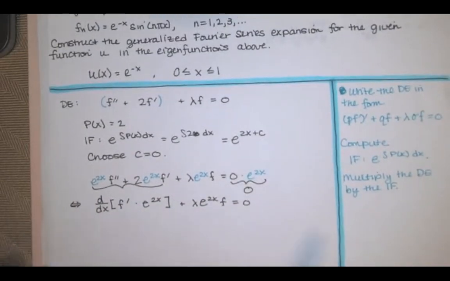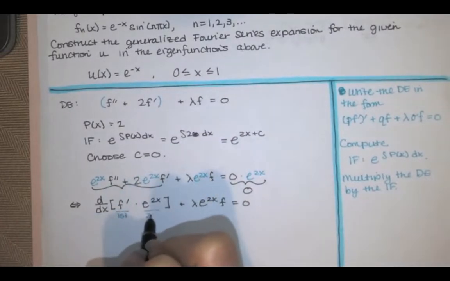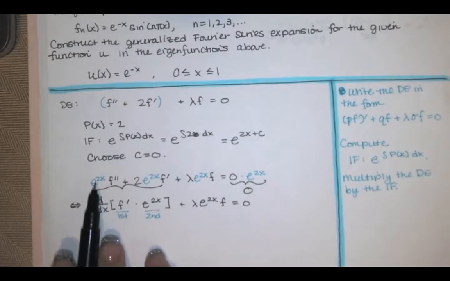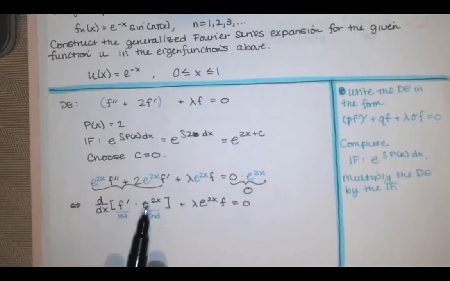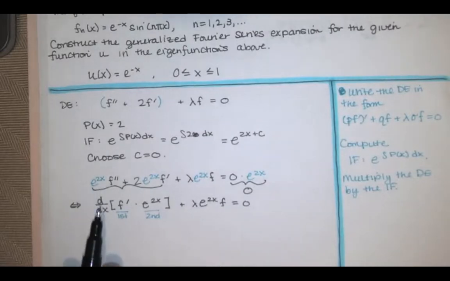And check it out, make sure it actually works by using the product rule here. Here's our first function and there's our second function. According to the product rule, the derivative of a product is the derivative of the first, which would be f double prime, times the second, which is right there, plus the derivative of the second. The derivative of e to the 2x is 2 times e to the 2x. That 2 comes from the chain rule, and then we'll multiply by the first. So this is actually the derivative of this product.